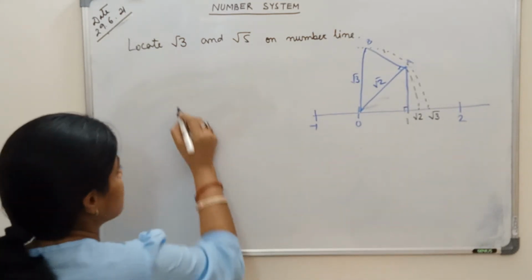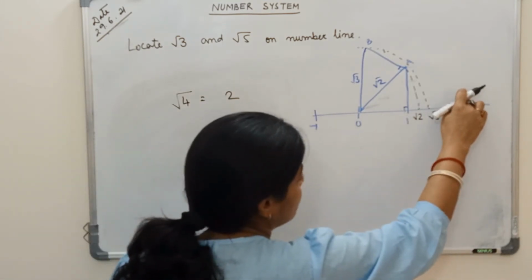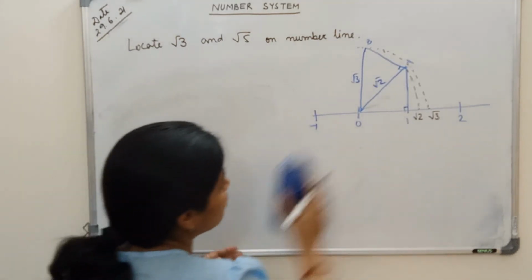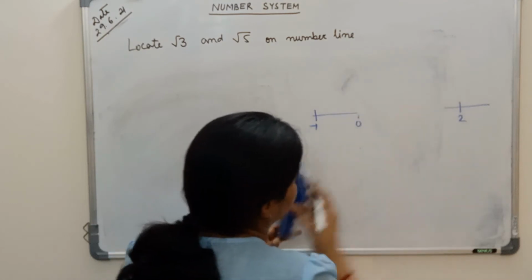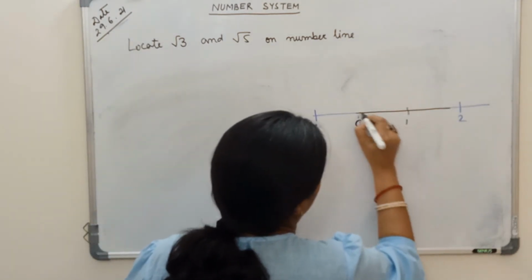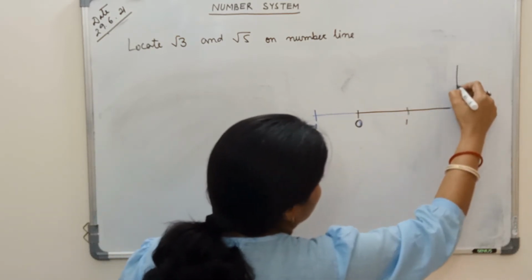Root 4 means we can directly write root 4 is 2. So it will be 2 there. So what will be then root 5? We can locate it in this way. How? For root 5, we will take here 1, 2, 3. So this is 2 units and I will take here 1.